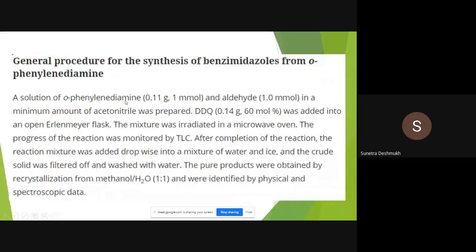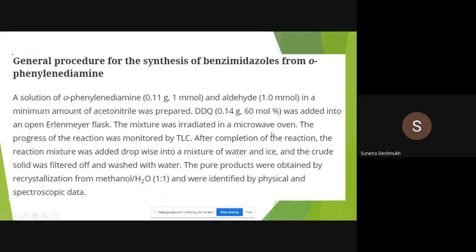What is the procedure for the synthesis? How much of the starting materials do we have to take? A solution of ortho-phenylene diamine, 1 millimole, and aldehyde, also 1 millimole, in a minimum amount of solvent is prepared. A small amount of acetonitrile we can use, not acrylonitrile, sorry. So the solvent we have to use is acetonitrile. DDQ catalyst, 0.14 gram, 60 mole percent, we add into the flask, and this mixture we will irradiate in a microwave oven.